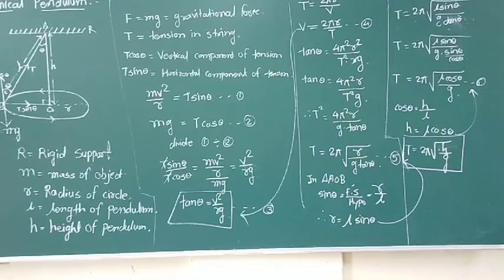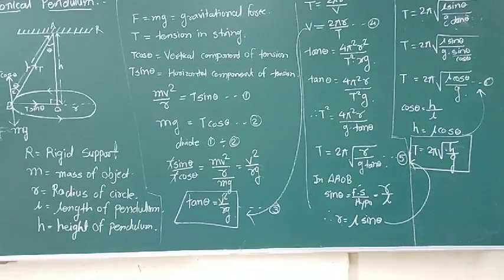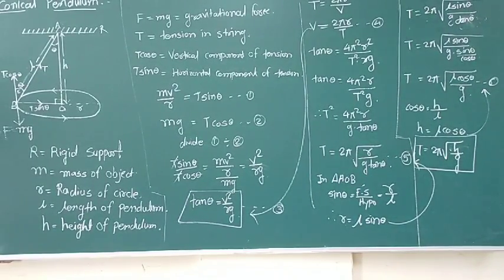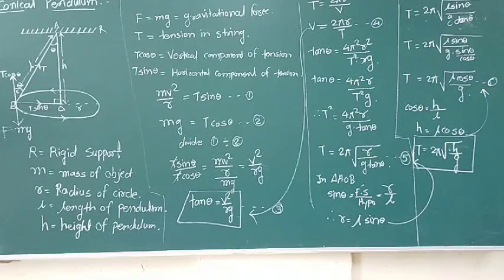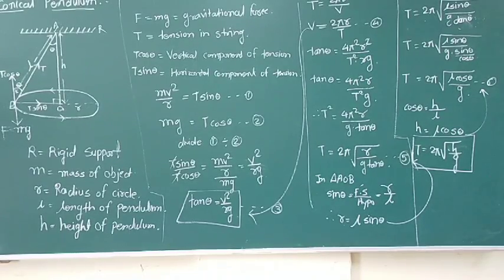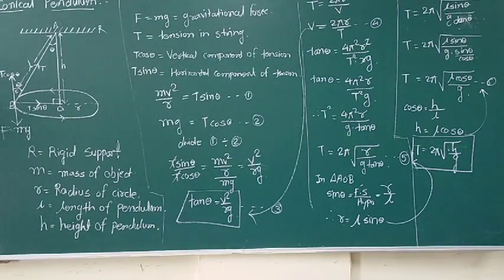Observe this diagram. Let R be the rigid support. Then one end of the string is attached to the rigid support and the other end is attached to the object. Let small m be the mass of the object.